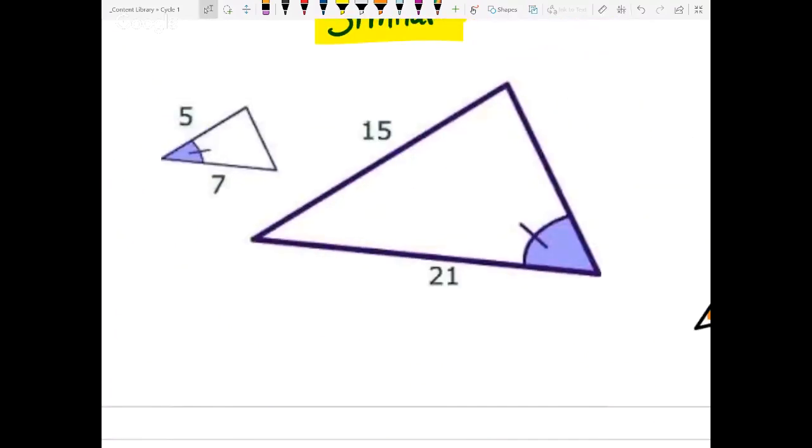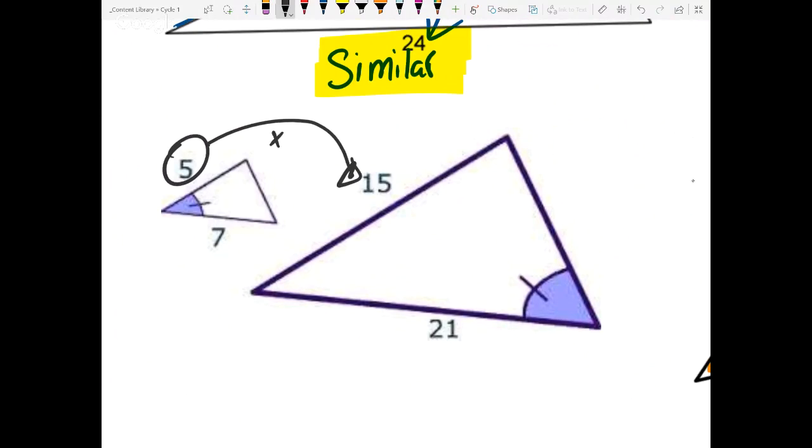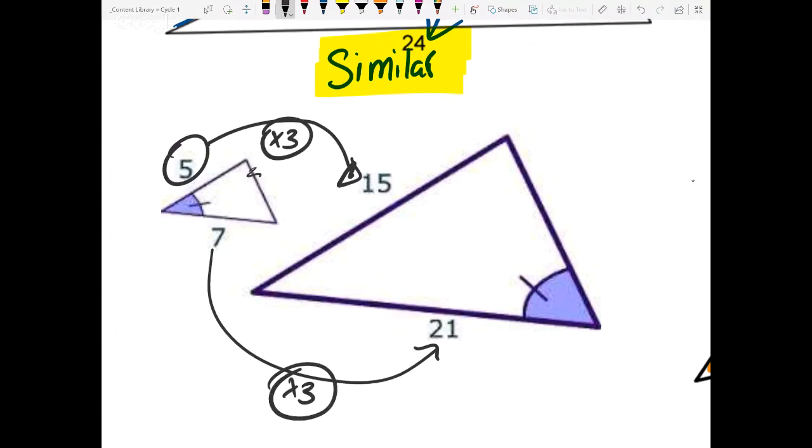What do we notice about the sides here? How did we get from 5 to 15? What did we multiply by? 3. Okay, so we multiplied that one by 3. And from 7 to 21, what did we do? So those both work. The problem is, do we know if the third side works? Did I give you any numbers?